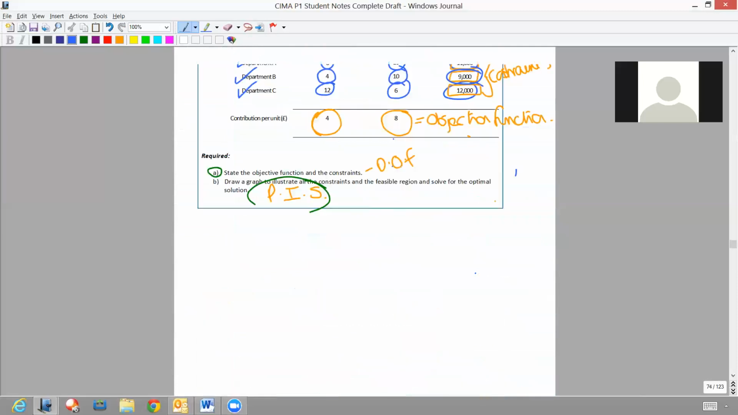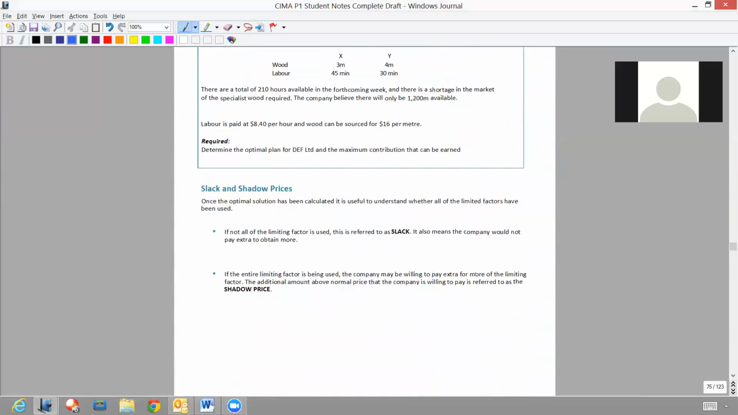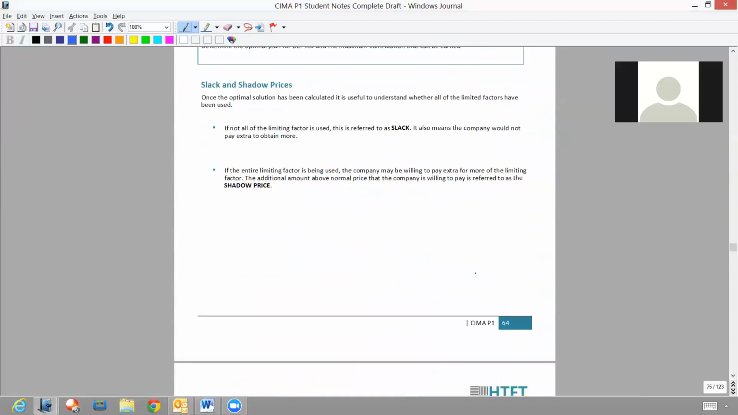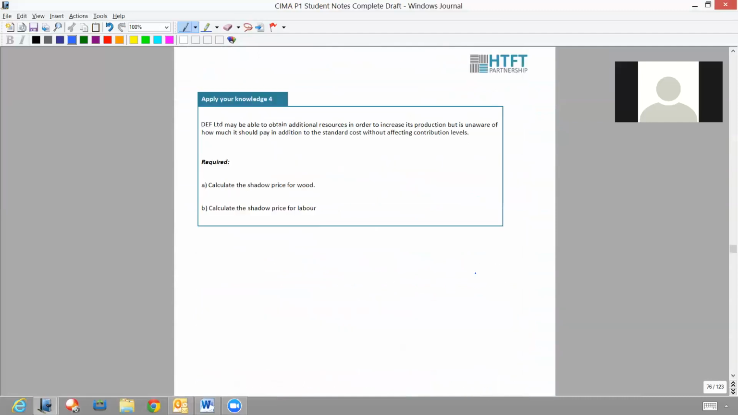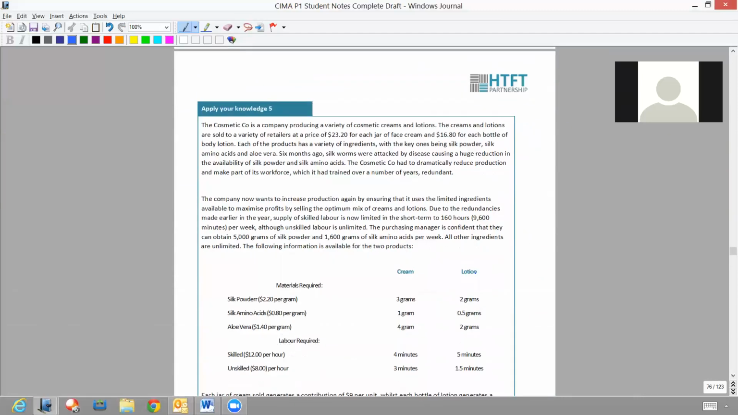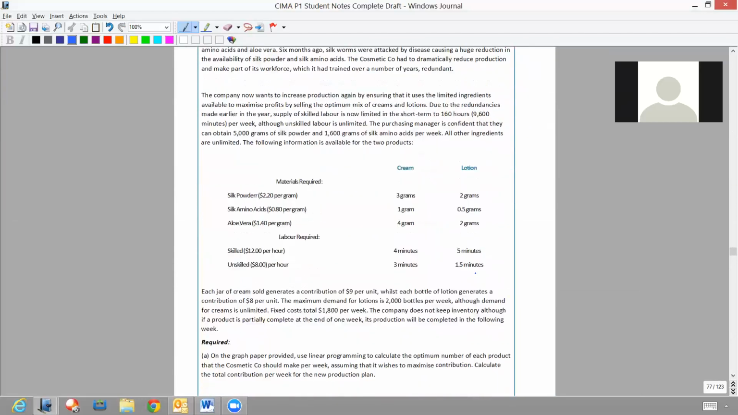You've then got another apply your knowledge, which I will put on as a separate recording for you. So once you've completed apply your knowledge 2, please have a go at apply your knowledge 3. And then you're going to have another recording which focuses on slack and shadow pricing, which finishes off your linear programming knowledge that's required. Okay, and then you've got another question, apply your knowledge 5, which again will have a separate recording to debrief that one for you.